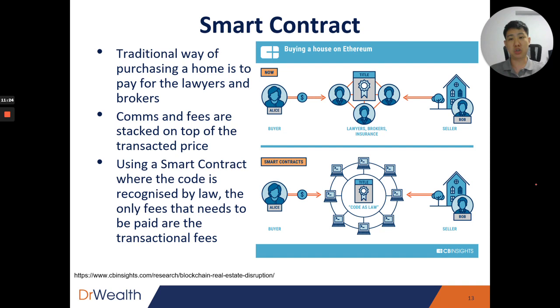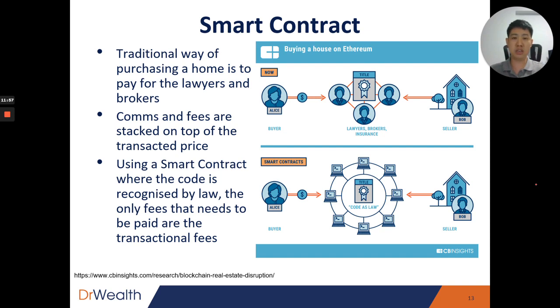But using a smart contract where a country recognizes the code as law, for example, seller Bob here can simply sell to Alice via the smart contract, where the condition is that once Alice deposits the payment into the smart contract itself, the property will be legally owned by Alice. Simple as that. And all Alice or Bob needs to do is to pay the transaction fee to create the smart contract and to transact with the smart contract itself.